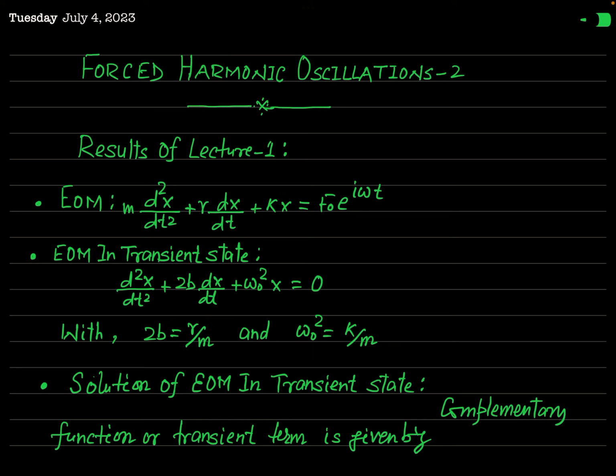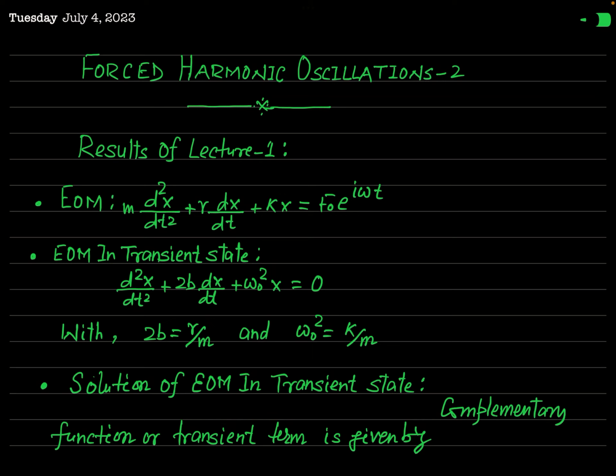a resistive force or a damping force acts on our system, that is the oscillator. And due to that damping force, the energy of the oscillator gets lost, so its amplitude decreases exponentially with time, and finally it becomes zero. And so after some time the oscillation stops.